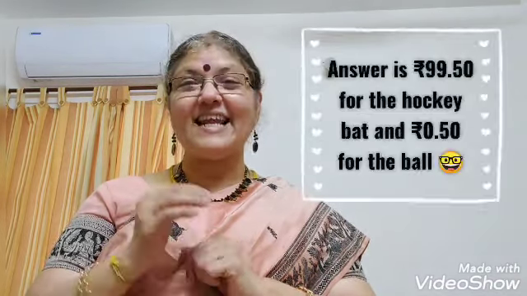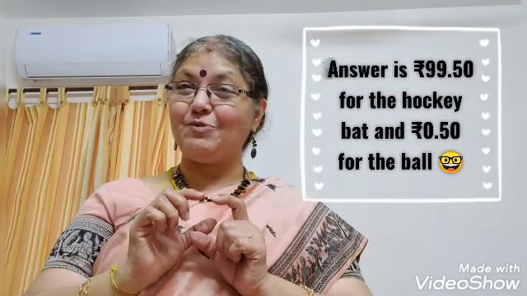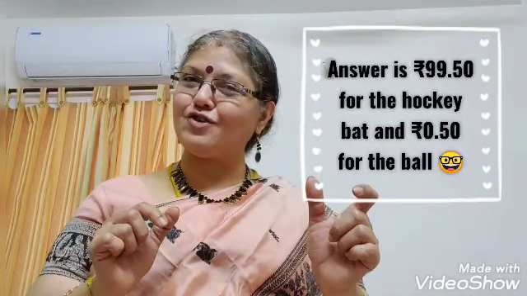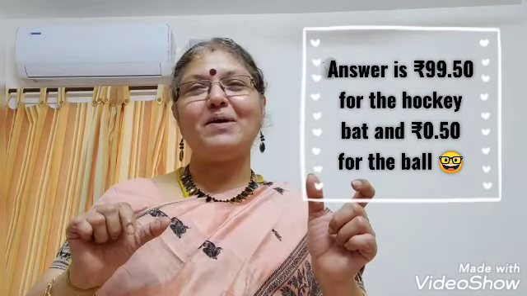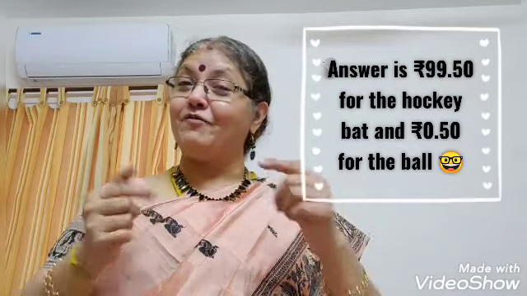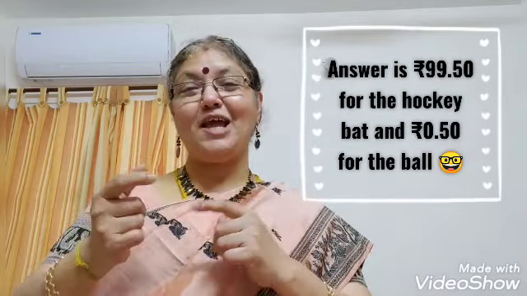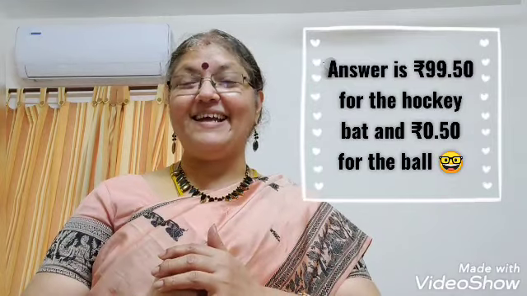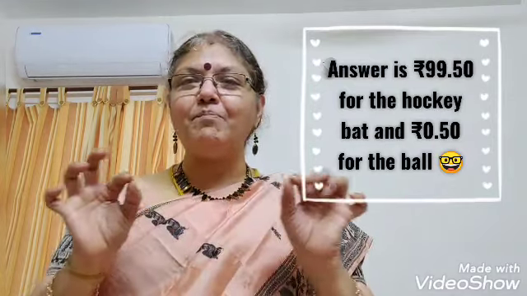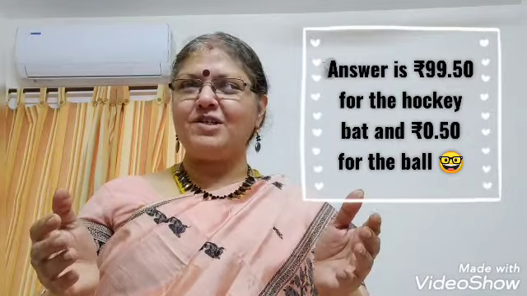The answer is 99.50. That is 99 rupees and 50 paise is the cost of the hockey bat and 50 paise is the cost of the ball. When you subtract 99 rupees and 50 paise minus 50 paise, you get the answer 99. That is it. It's a very simple question. When you look at it first, you'll say, why is she even asking me such a question? But the trick lies in the words. The trick lies in satisfying all the conditions that have been given.